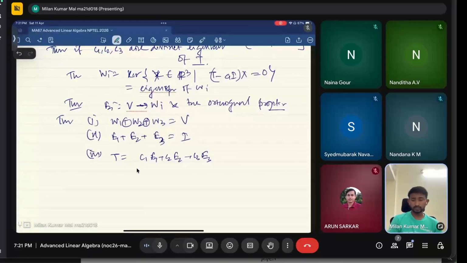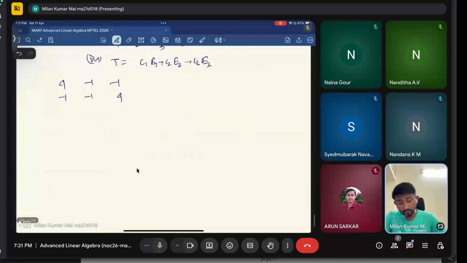But the question is, what are the eigenvalues first of all? I need to know what the eigenvalues are. So let me write the matrix here. This is a self-adjoint matrix as well: 4, minus 1, minus 1; minus 1, 4, minus 1; minus 1, minus 1, 4. So this is the matrix.